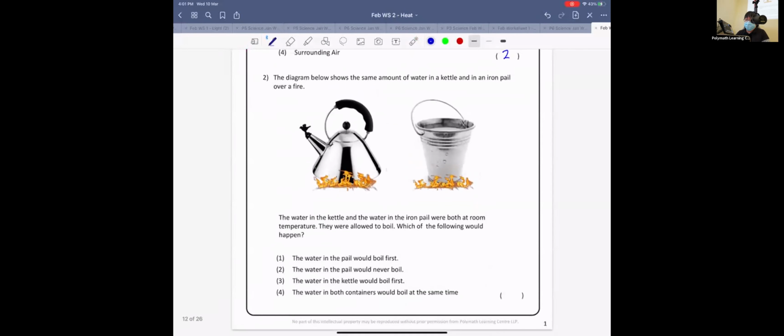The diagram below shows the same amount of water in the kettle and in an iron pail. The water in the kettle and the water in the iron pail were both at room temperature. They were allowed to boil. Which of the following will happen? No, the water in the pail will eventually boil. The answer is the water in the kettle will boil first.